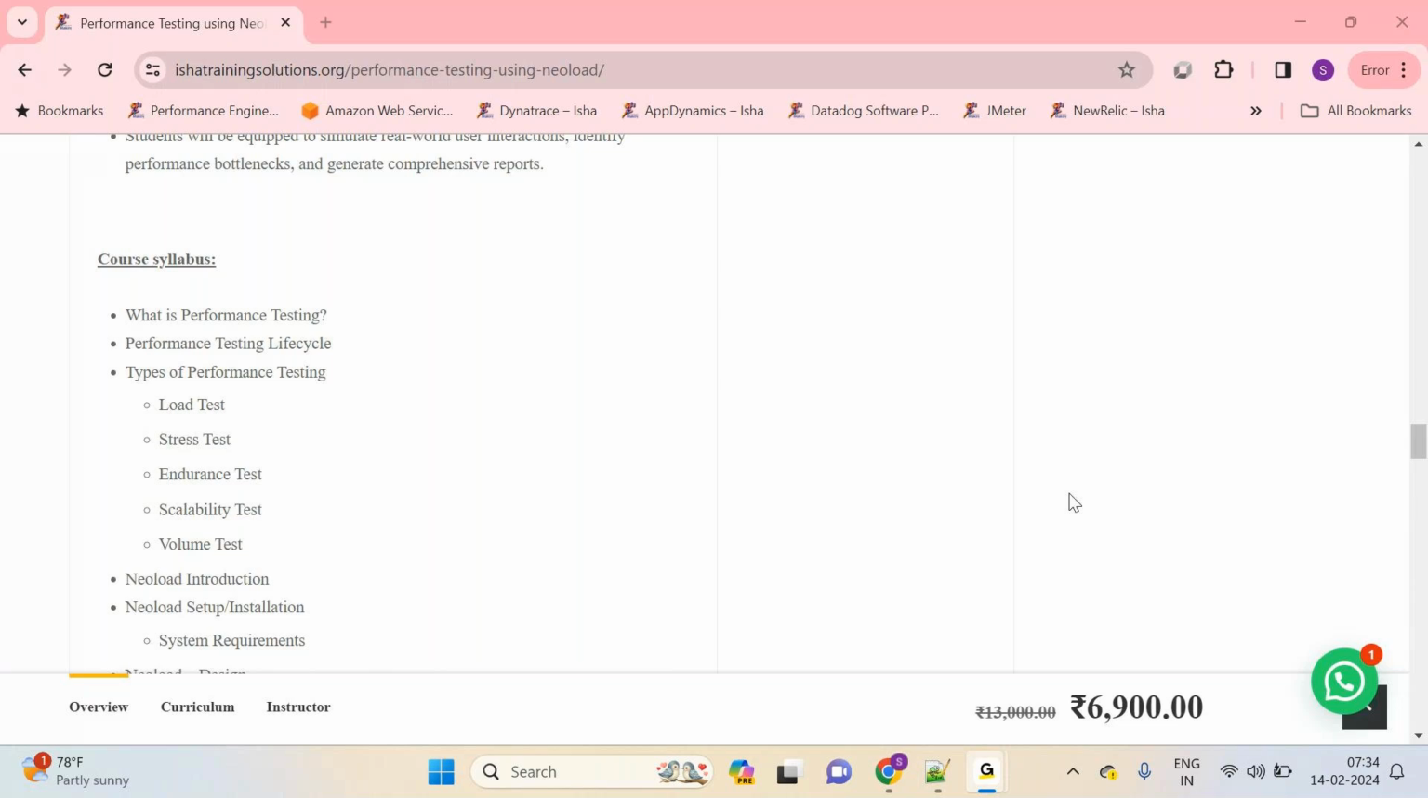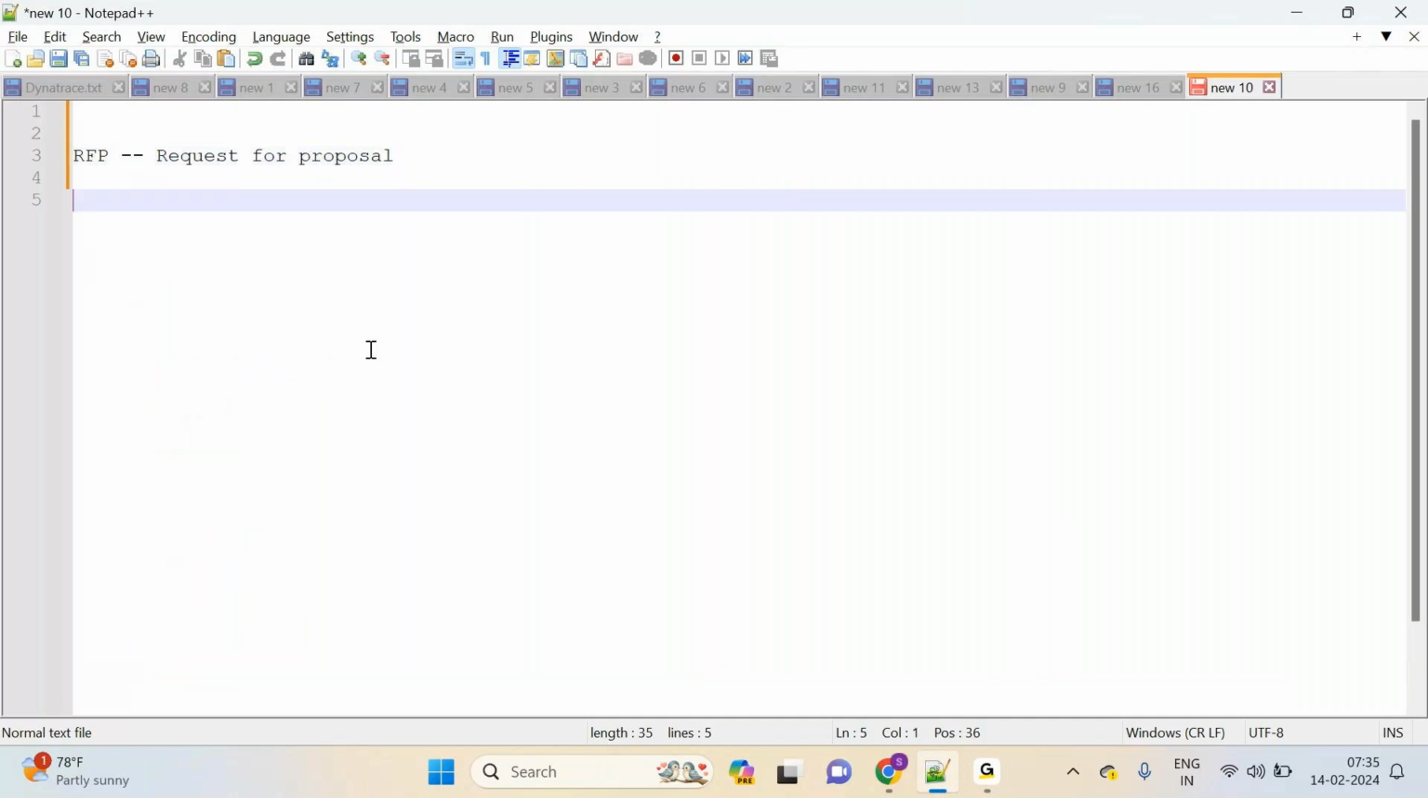For example, if we are receiving a development cum testing project, an ADM project, application development and maintenance project. Once you receive the project, developers will do the development, and then they will do unit testing internally. That is the SDLC model itself.